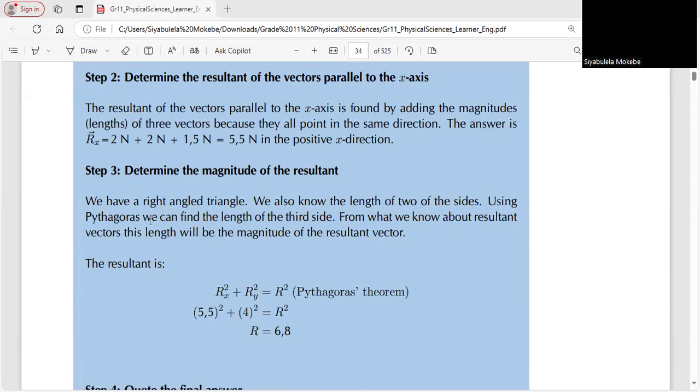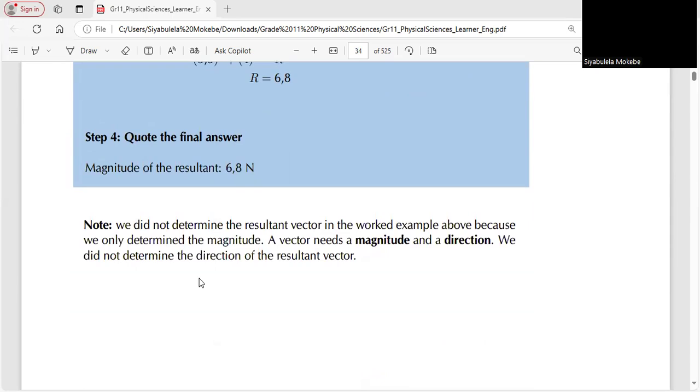We have a right-angled triangle. We also know the length of 2 of the sides. Using Pythagoras, we can find the length of the third side. From what we know about the resultant vector, this length will be the magnitude of the resultant vector. So that is 6.8 Newton. Note, we did not determine the resultant vector in the worked example above because we only determined the magnitude. A vector needs a magnitude and a direction. We did not determine the direction of the resultant vector.